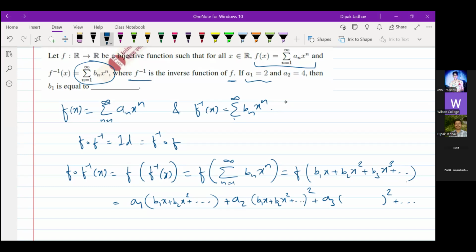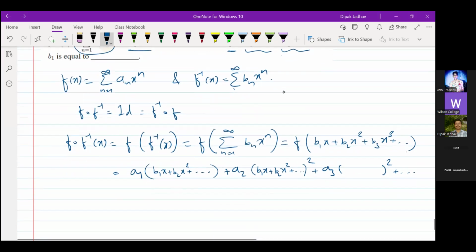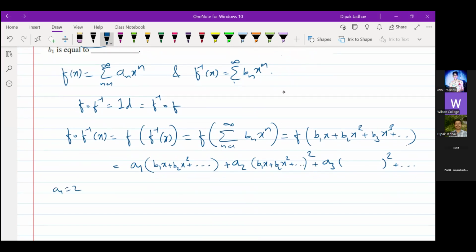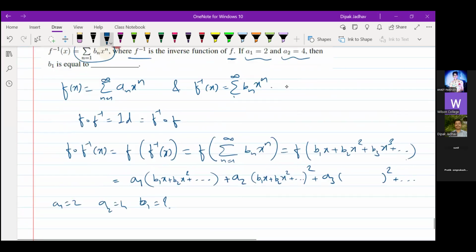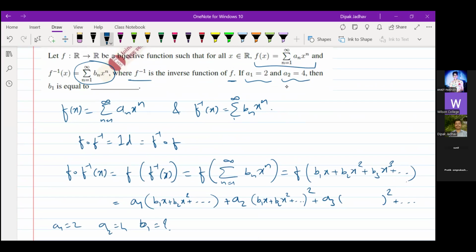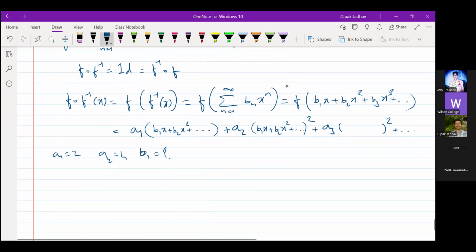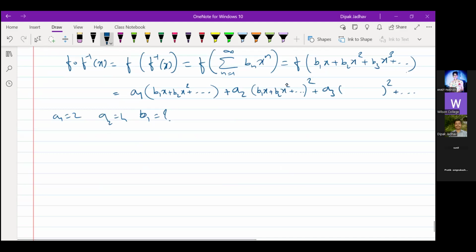Now, sir, there is some information given. a1 is 2, a2 is 4, and then we want b1. Okay, let's see. But what do we know about this? f compose f inverse of x is x. It's the identity function. Let's compare the coefficient of x on both sides.